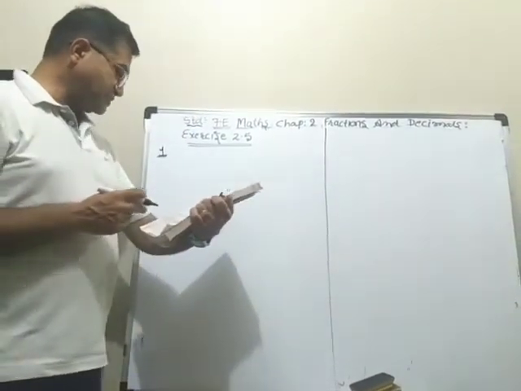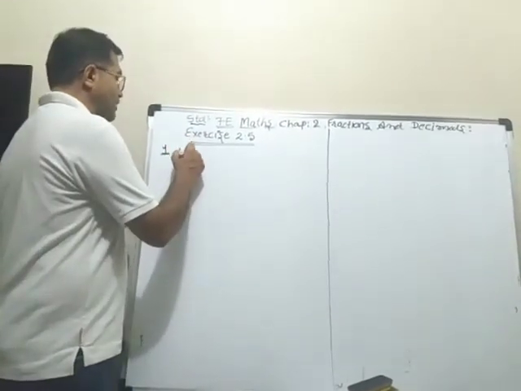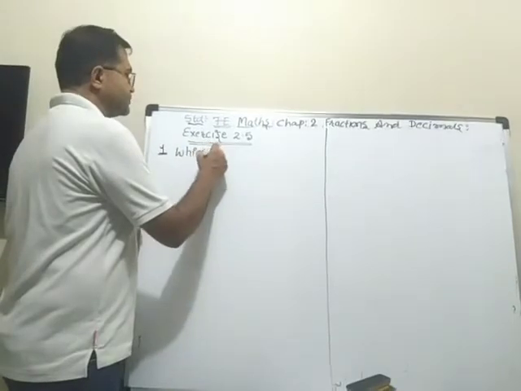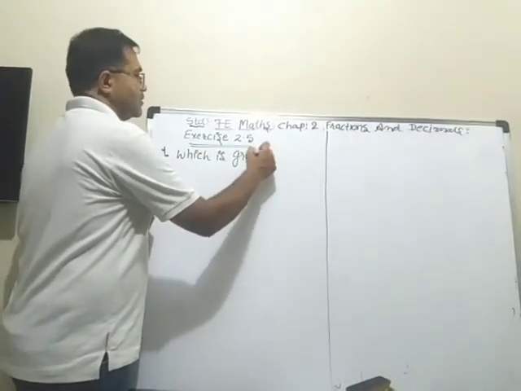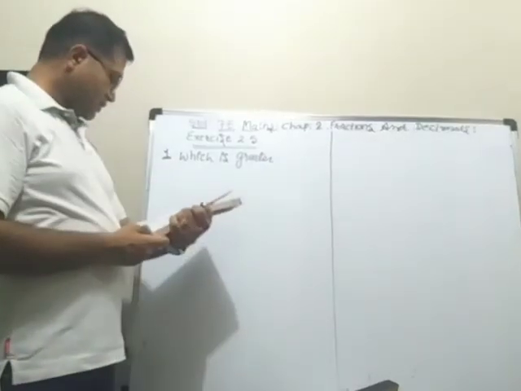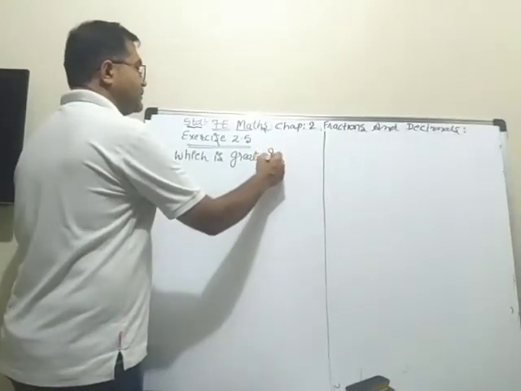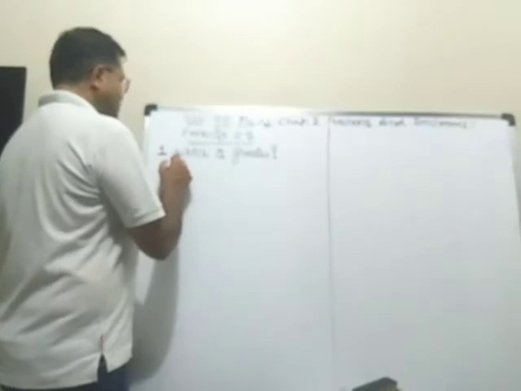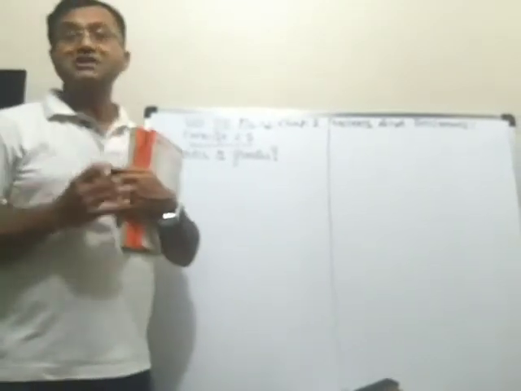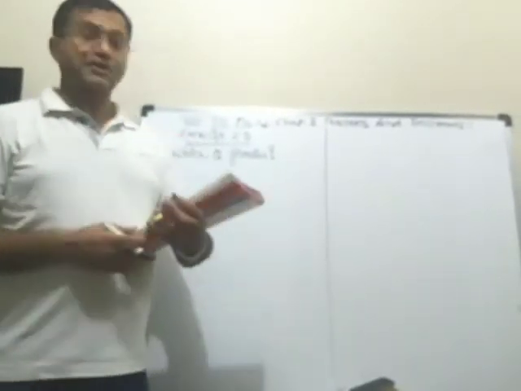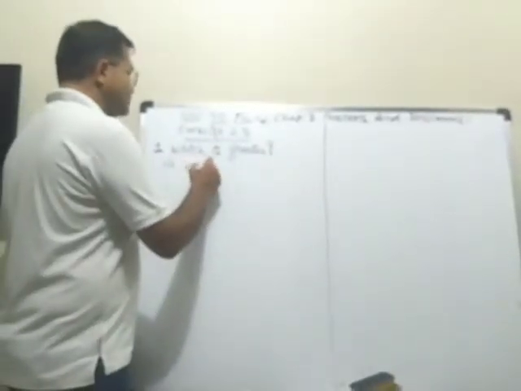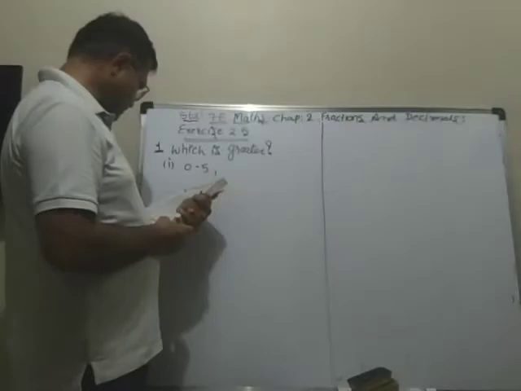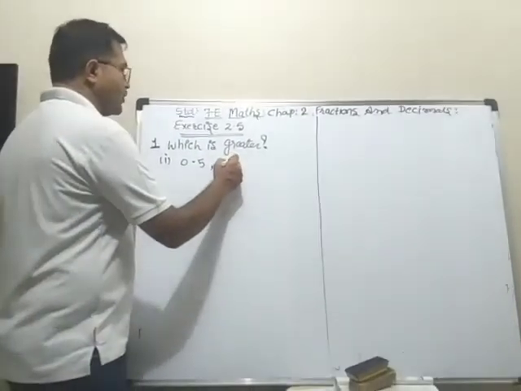So first, exercise 2.1, question number 1: which is greater? Here the pairs of numbers will be given, and from that we have to decide which number is greater. First is 0.5 and the other number is 0.05.